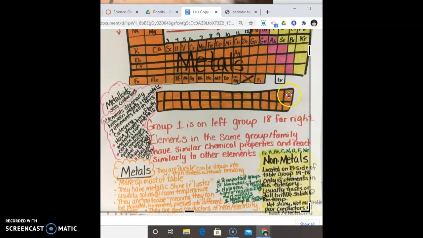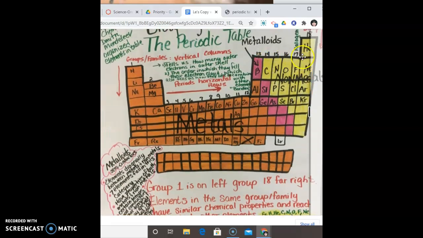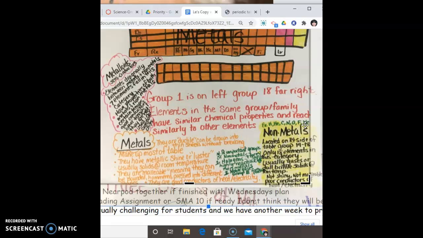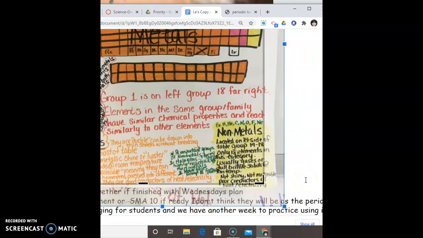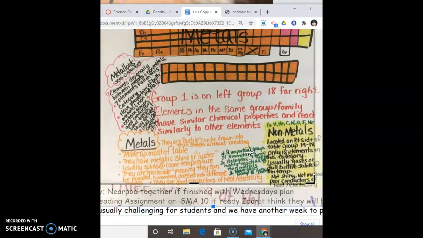The next group is called the nonmetals. And these are located to the right of the staircase, and that's how you need to memorize them, to the right of the staircase. They are groups 14 through 18. Only 18 elements are in this category, usually gases, and they're dull, brittle solids at room temperature. Brittle meaning they can break very easily. They are not shiny. They're not malleable. And they are very poor conductors of heat and electricity.